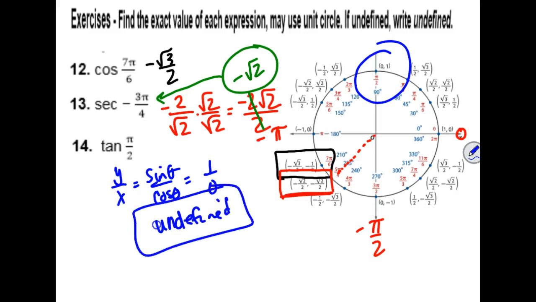What if it was the reciprocal of that? What if it was cotangent? That would be 0. Very good. 0 divided by 1 is 0, but 1 divided by 0 is undefined.